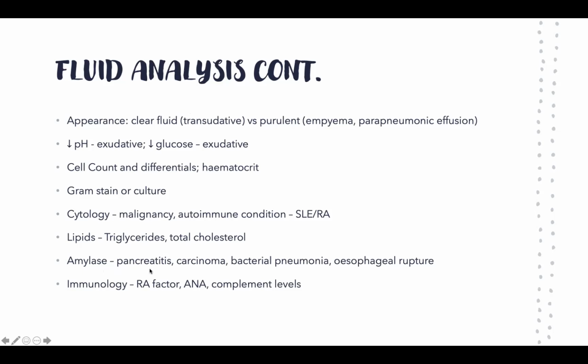Amylase level is very important, especially in pancreatitis, but there's also a few other causes as well. And immunology, so you can actually get ANA levels, complement levels, and rheumatoid factor, for checking for rheumatoid arthritis, and they are associated with pleural effusions as well.